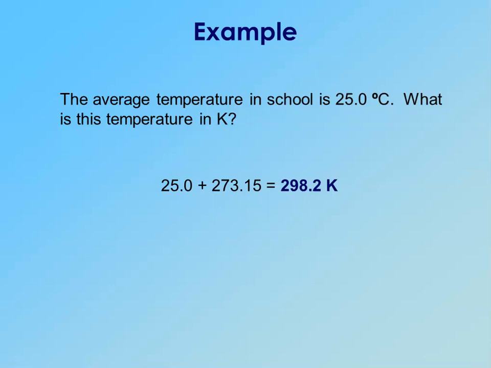If you just use 273, your answer would have been 298.0. But I don't want you to round your temperature decimal places down. You are dealing with addition. That 273 or 273.15 is a constant. So the number of decimal places that you report in your temperature answers would be the same as the number that you had in your starting temperature.